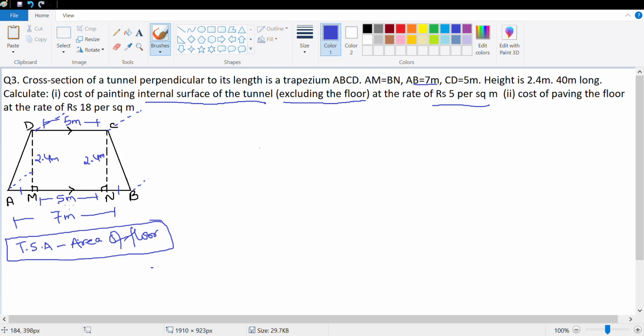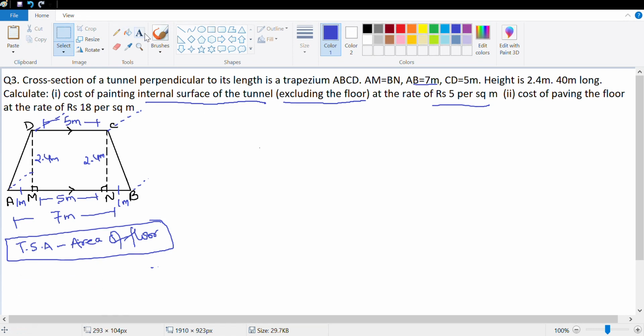So we will be able to prove triangle ADM and CNB congruent, which means AM and BN in any case are equal. So this is 5, this is 1 meter, and this is 1 meter. Even if we don't prove congruency, this is 5, both of them are equal. If so, the remaining is 1 and 1. That's done.